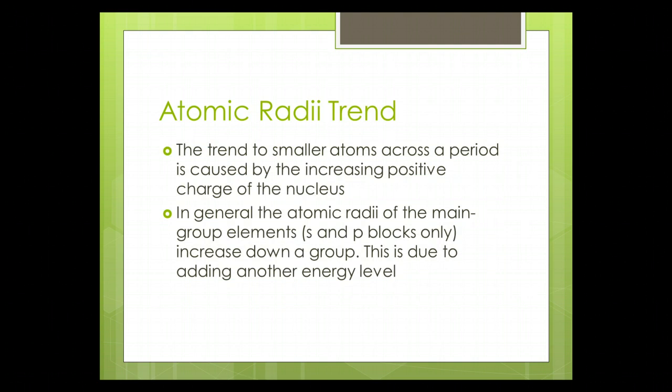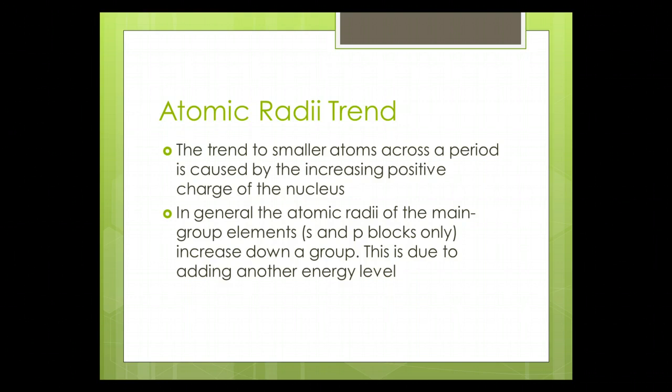And so, atomic radii trends. The trend is to smaller. The atomic radius tends to be smaller as you go across from left to right, and this is caused by the increasing positive charge of the nucleus. So as you go from left to right, atomic radii gets smaller.